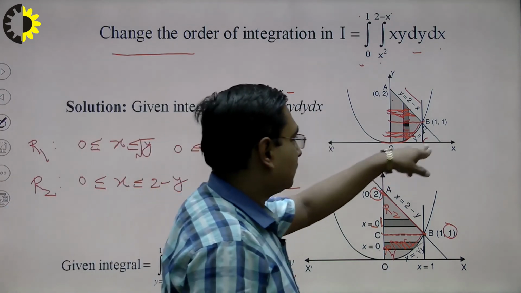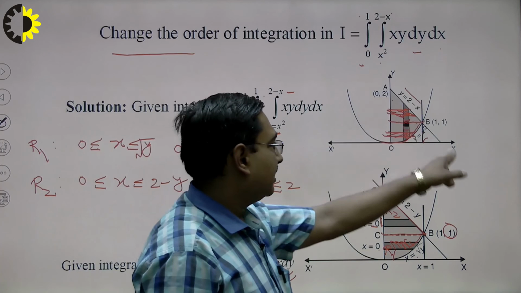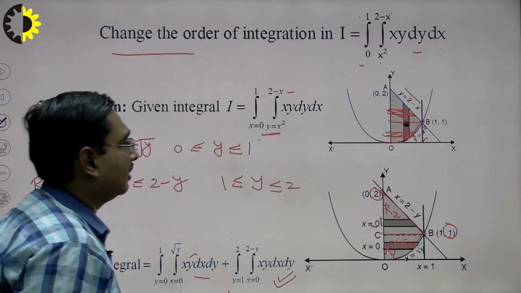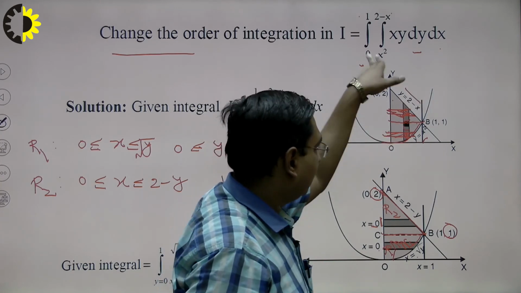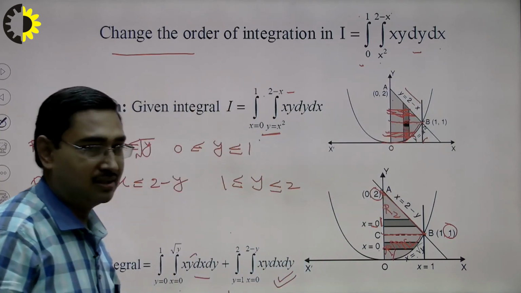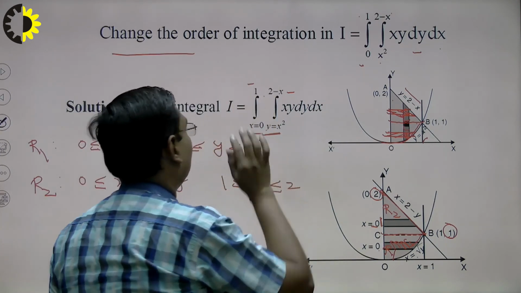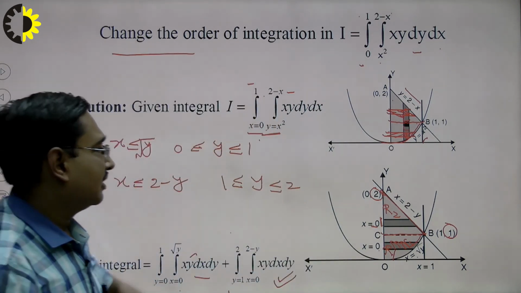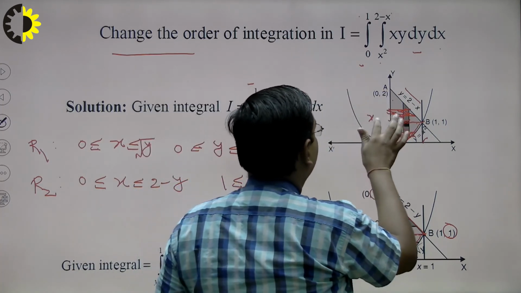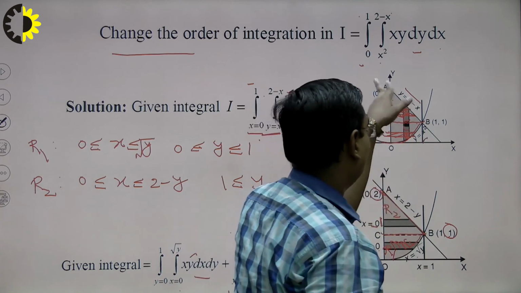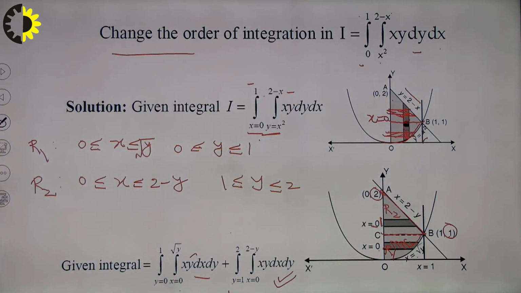Y equal to x square is this parabola. Y equal to 2 minus x is this straight line. The area between this parabola and this straight line is to be considered. Which area? It will be decided by looking at limits of x. The area from parabola to straight line from x equal to 0 to x equal to 1, that is this shaded area, was the region of integration.